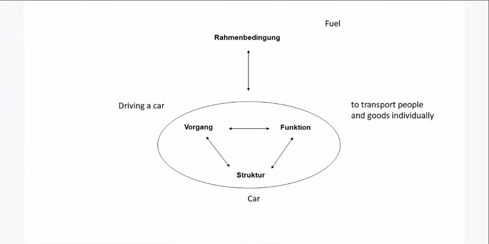By car, for example, we can drive a car to transport people and objects from one place to another individually. The car needs fuel to be able to drive.